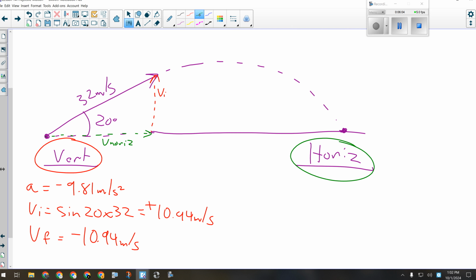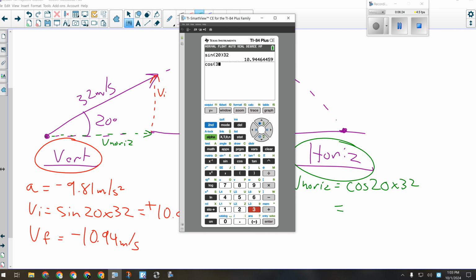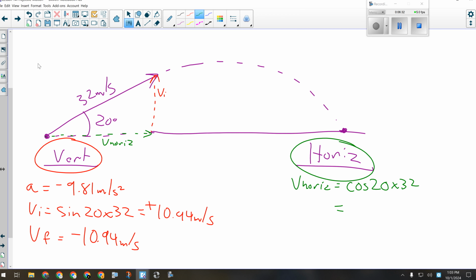Yep. Okay, now I can also calculate the horizontal component of that velocity because I can calculate the x component of this. So V horizontal is going to be the cos of 20 times 32, looking for the adjacent side this time. Cos of 20. All right, so 30.07 meters per second. Now I'm keeping all my decimals for significant digits in the calculator.